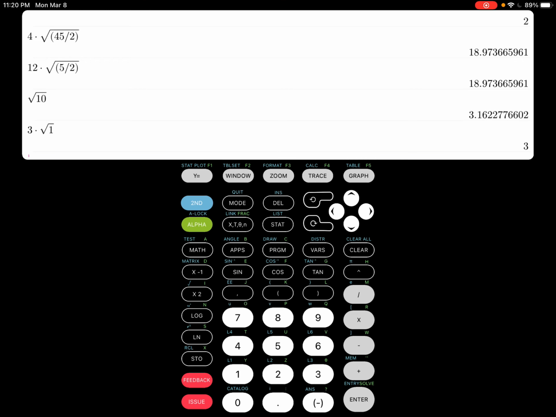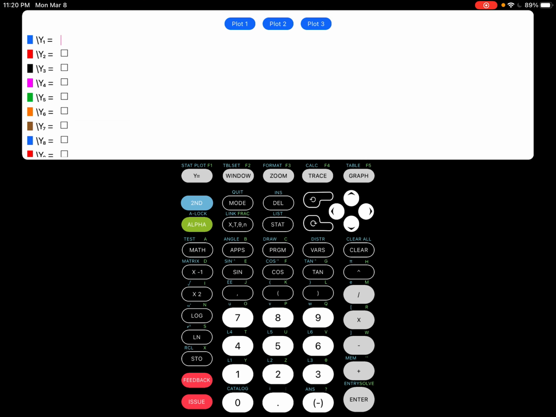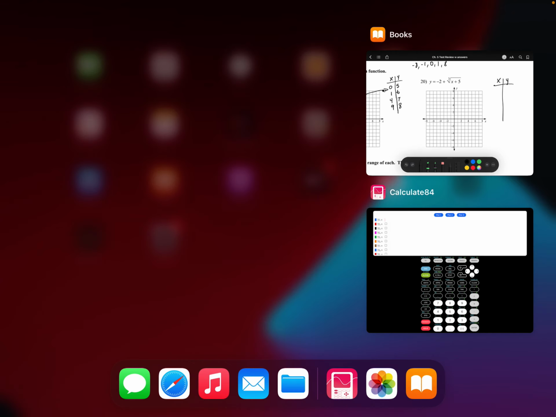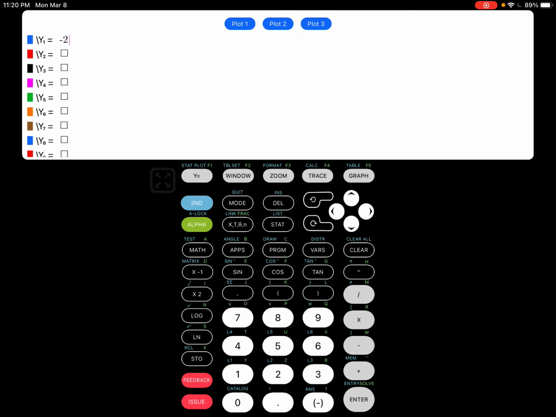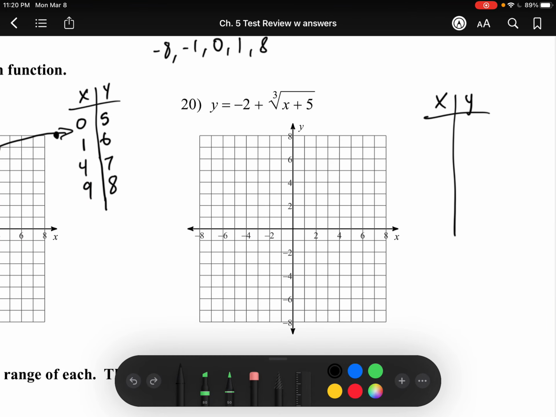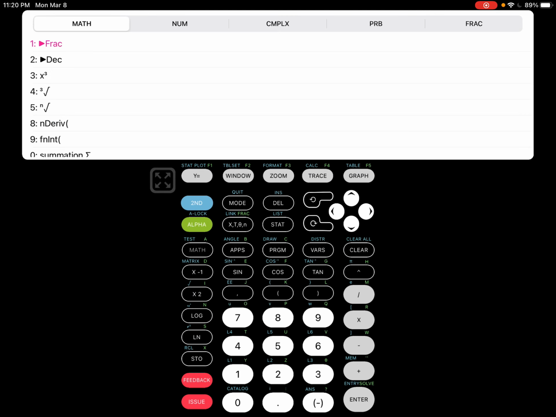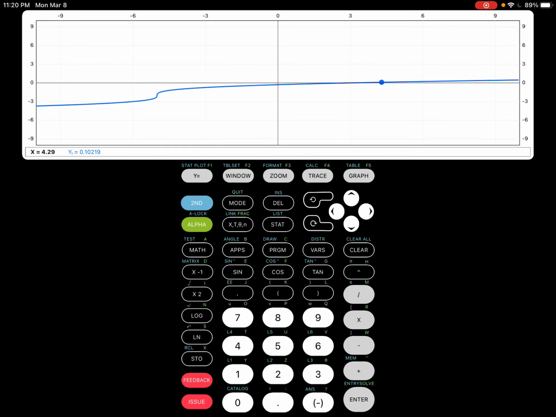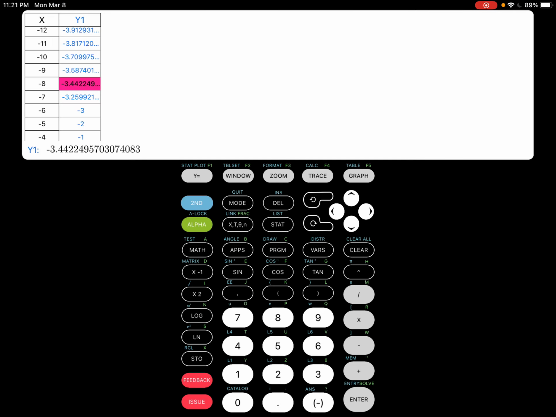However, if you do have a graphing calculator, the easiest way to do this is you're going to take out your graphing calculator, go to y equals, and type in the function. So I get y equals -2 plus the cube root of x plus 5. You can graph it to look at what the graph is going to look like. But the best thing to do is to click second and graph, and you're going to go to the table.